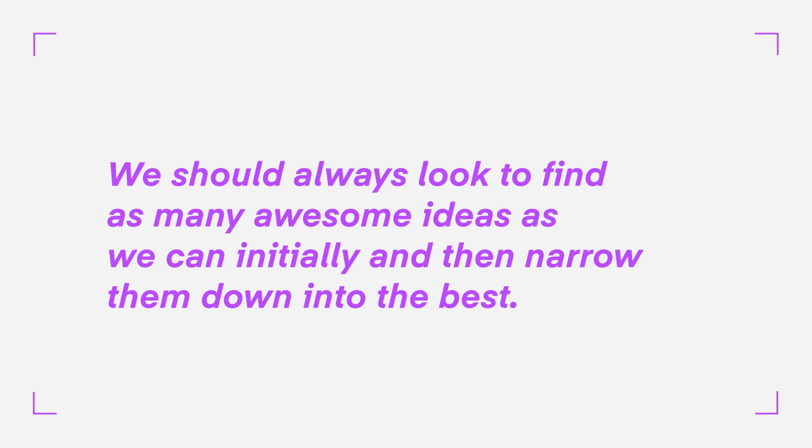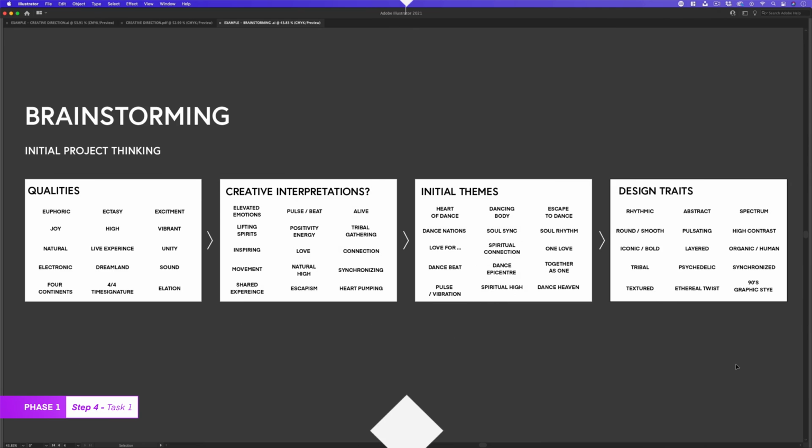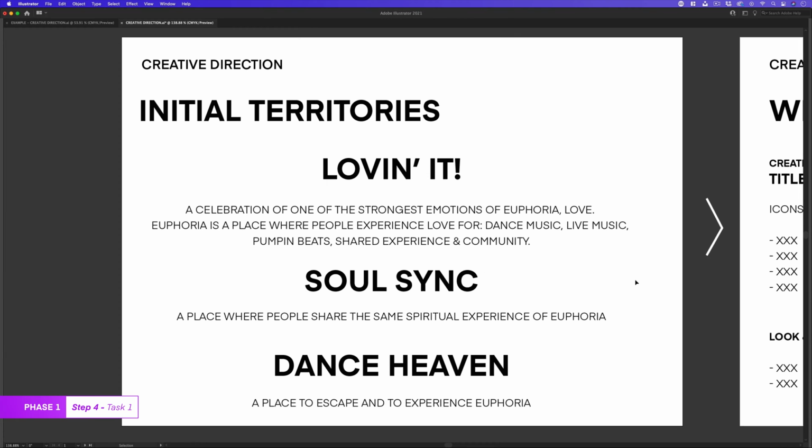Now, when undertaking brainstorming, it's common for us to identify a variety of different ideas and themes we could base our logo design on. We should always look to find as many awesome ideas as we can initially, and then narrow them down into the best. So here, I'm going to take a bit of time to think over my brainstorming and establish some concept territories I'd like to base my logo design on. What I'm looking to do here is come up with a title for a territory and outline a sentence to sum it up. So starting on the first page, I'm going to place at least 3 chosen territories with a short sentence that sums up what the idea or theme is about.